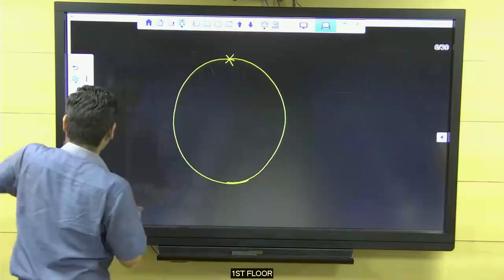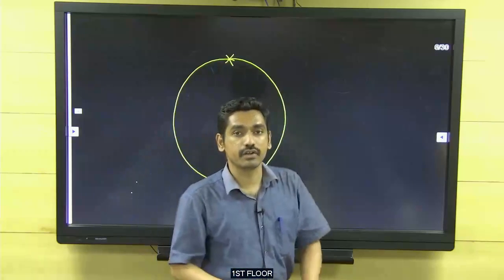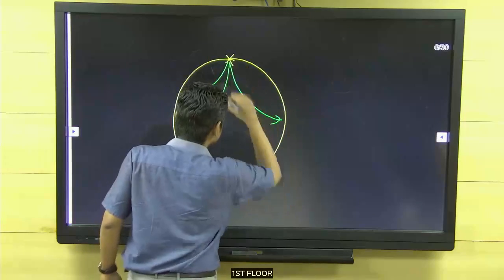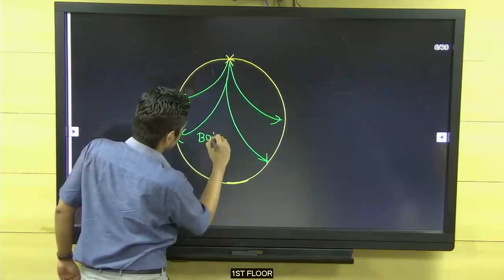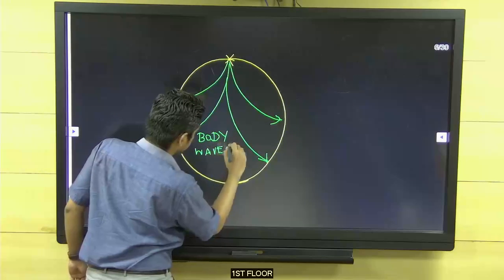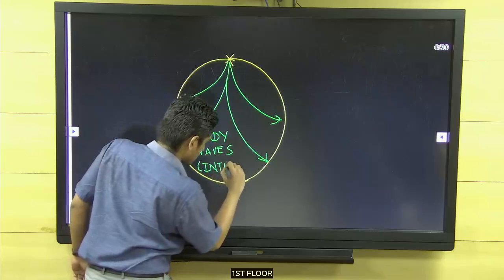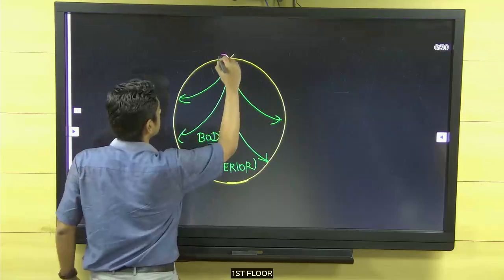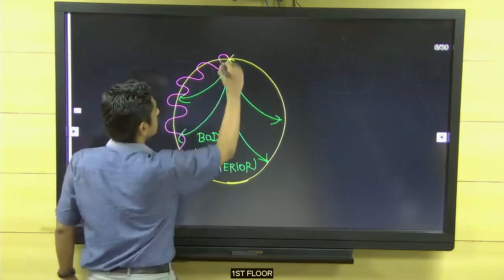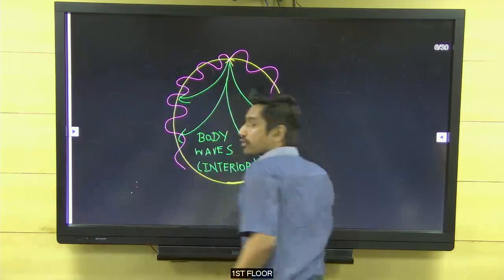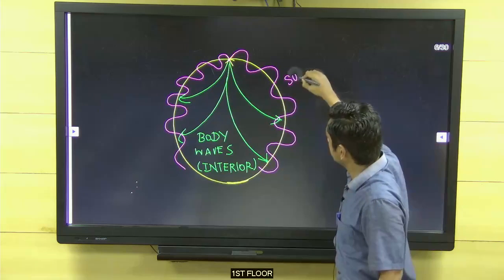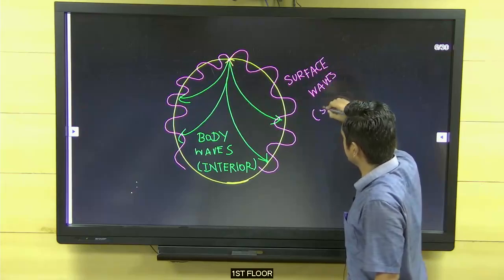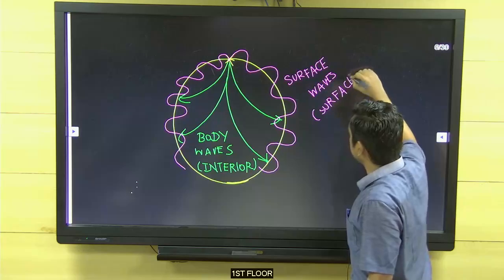One group of waves travels along the interior itself. They are not going to travel along the surface. These are called body waves, traveling along the interior. There is one more set of waves which will travel along the surface. These are called surface waves, along the surface. This is the broad classification. Primary waves and secondary waves come later.